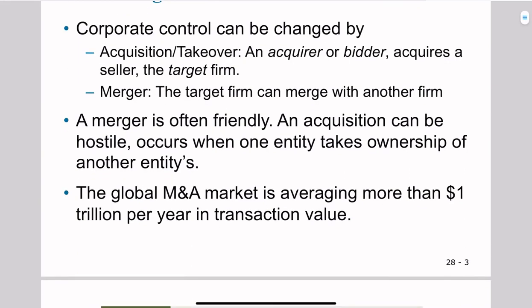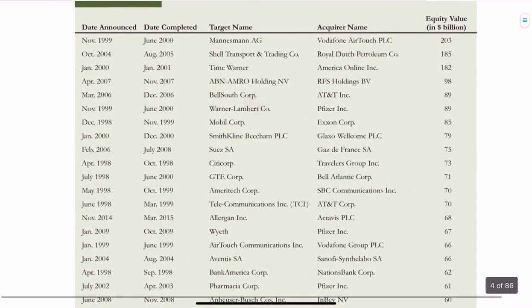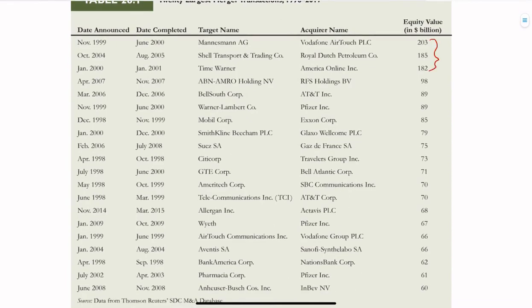And merger and acquisition is a very important market. On average, we have $1 trillion per year in transaction value. So here you can see a list of large mergers and acquisitions, and you can see that generally these mergers are quite big. If you look at these three, these are essentially the largest ones. The three largest ones occurred around the dot-com bubble, and they're at the scale of hundreds of billions of dollars.